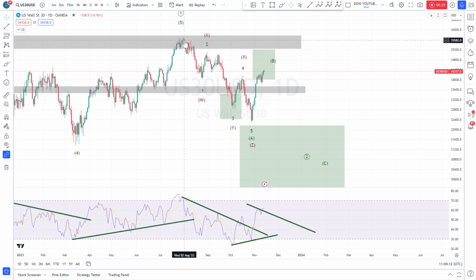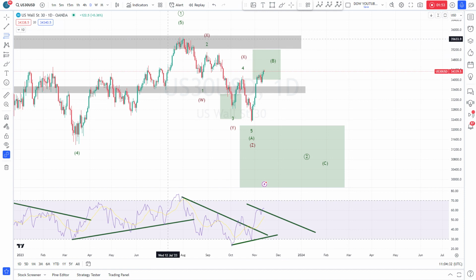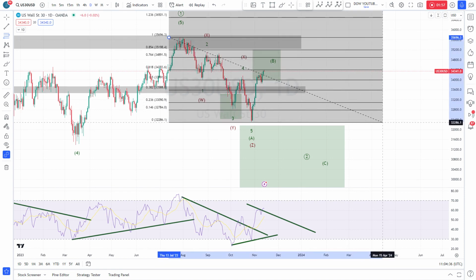So then the interpretation of the structure could be that we are working on a wave 2 here as an A, B, C. And so far we had the wave A in 5 down. And then now we are working on the wave B. We are in the wave B area.